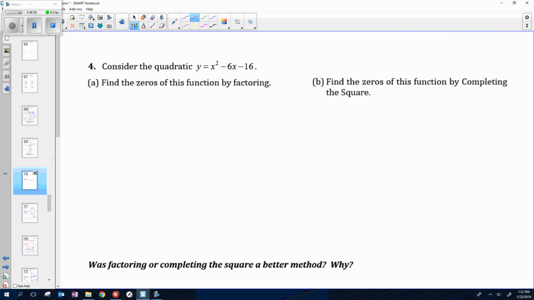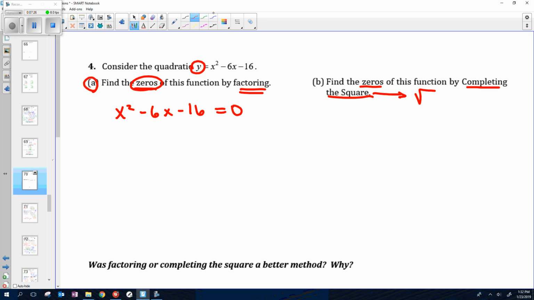Looking at question 4, consider the quadratic. Find the zeros by factoring. So we're doing 2 separate things to this function. We're going to factor it, and then we're going to find the zeros also by completing the square, which leads to taking square roots to solve. So let's do the factoring. x squared minus 6x minus 16 equals 0, because we're finding zeros, so y will be 0.